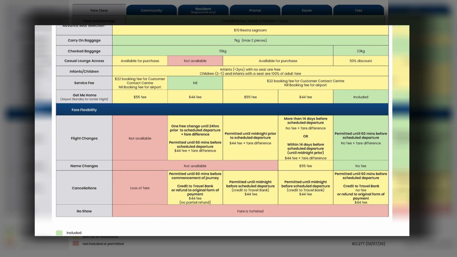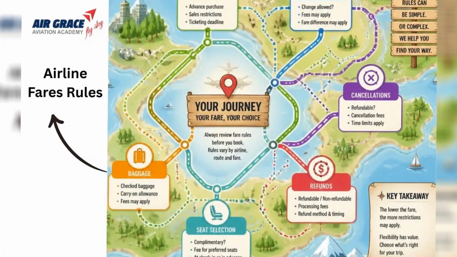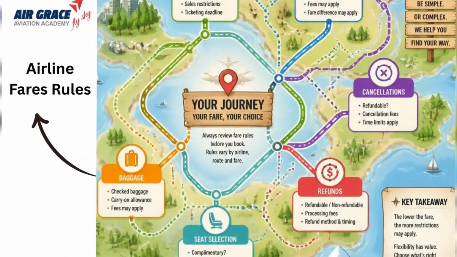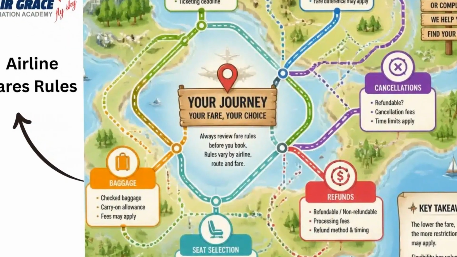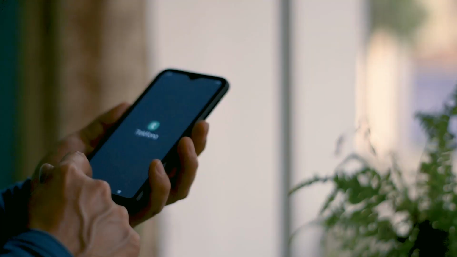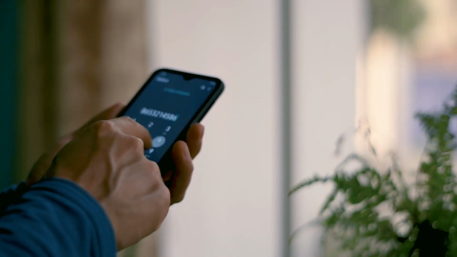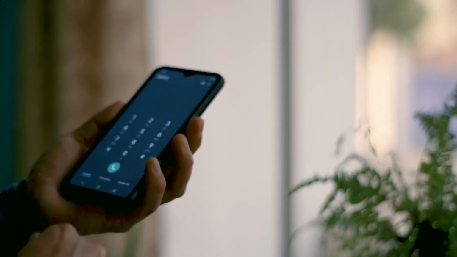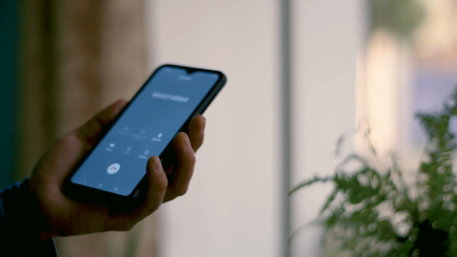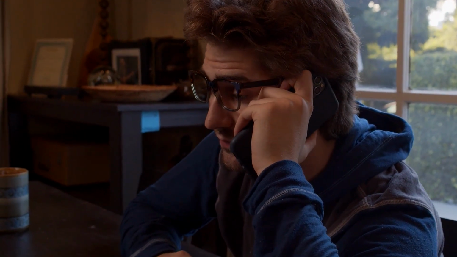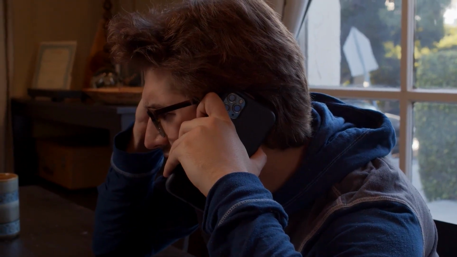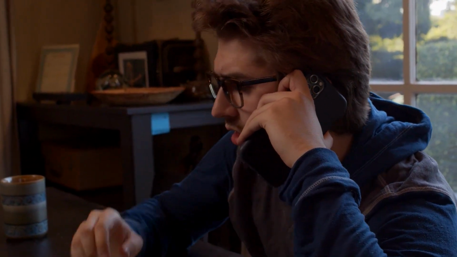Choose the lowest headline fare only after verifying two things: baggage allowance and seat assignment policy. If you must check a bag, a fare that includes one checked bag often beats a lower base fare plus a $30, $40 bag fee. If you hate surprises at the gate, pay a few dollars to reserve a seat or pick a fare that includes seat selection. An assigned seat reduces boarding stress and the chance of being separated from travel companions.